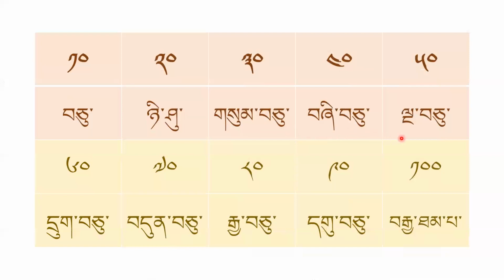And it goes on and on. Ngabju ngajik, drukju rijik, drukju rini, drukju resum, and so on and so on. Dunju dunjik, gyaju gyajik, gubju gojik, gyatamba, 100.